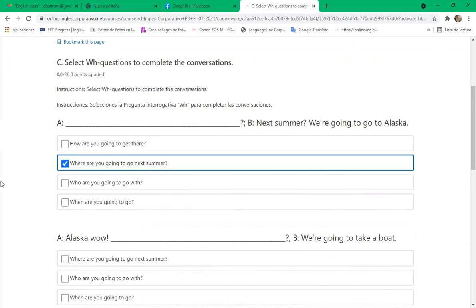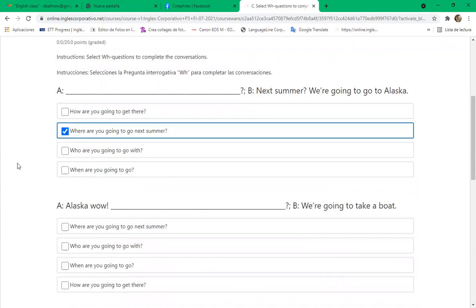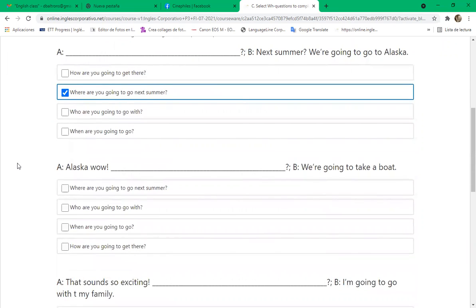Diana, Guadalupe? Yes. Alaska, wow. When are you going to go? So the respuesta is we're going to take a boat. How are you going to get there? Very good. How are you going to get there? Yes.